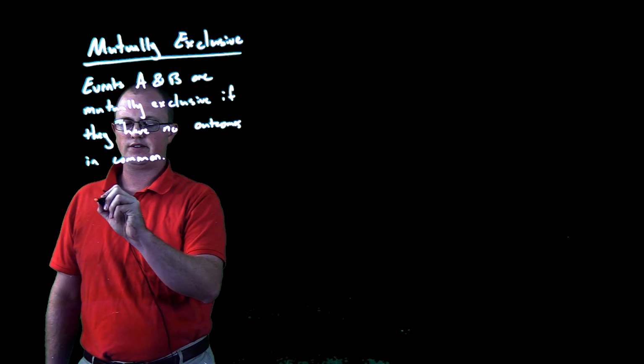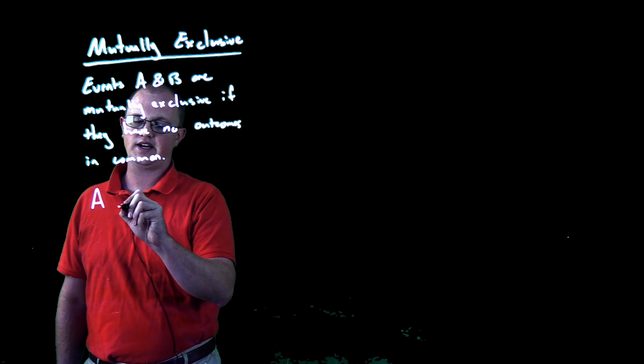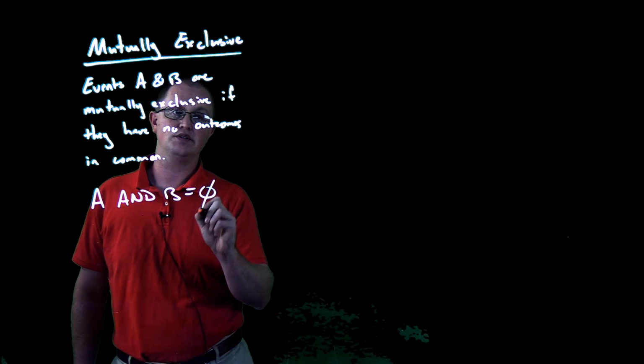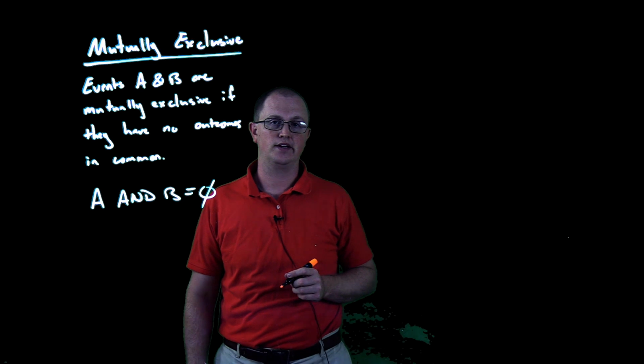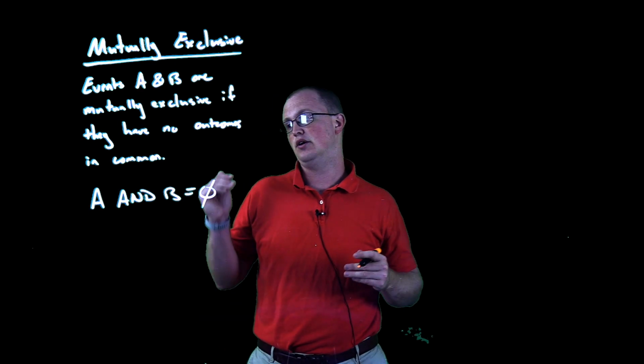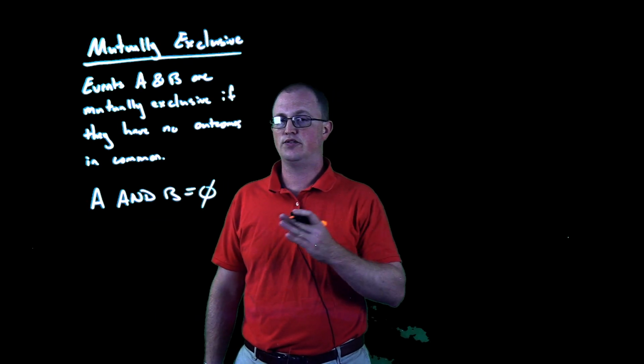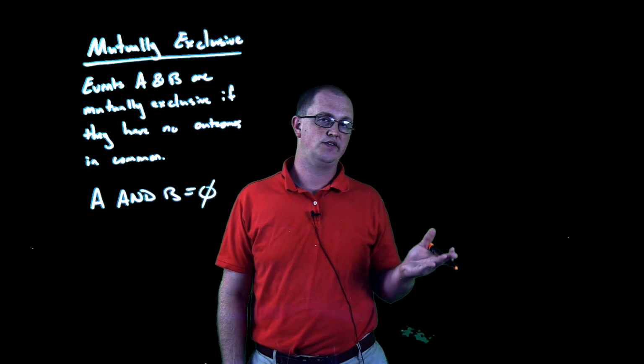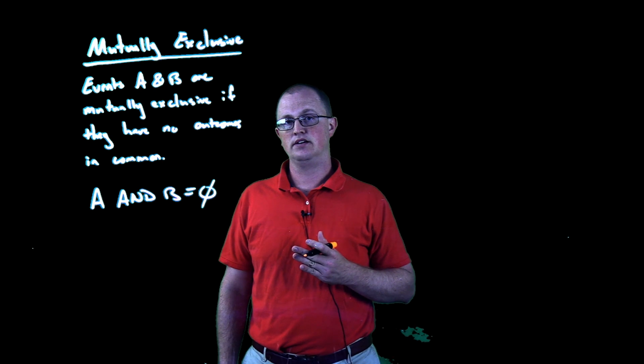Another way of thinking about this is that the set or the event A and B is what we call the empty set, meaning that there's nothing in there. And so that means that if you go through the list of outcomes that are in A, you'll find none of those in B, and vice versa. If you go through the outcomes that are in B, you'll find none of those in A.